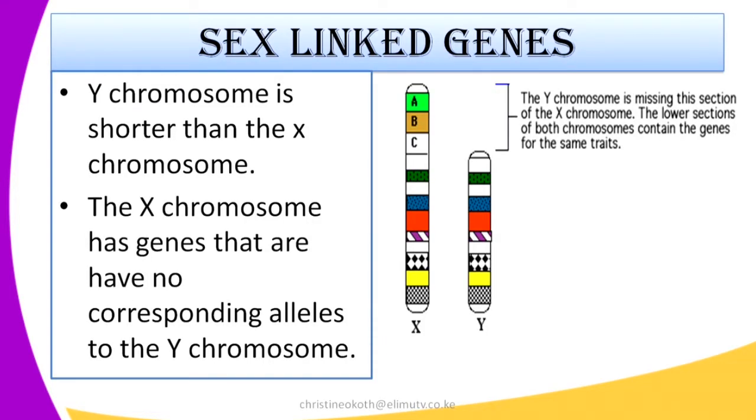The Y chromosome is normally shorter than the X chromosome, as we look at the illustration there. The X chromosome has genes that have no corresponding allele on the Y chromosome. So the X chromosome is taller or longer than the Y chromosome. If you look at the part of the Y chromosome, there are genes which are replicated, or they are the same up to where the Y chromosome reaches. But parts A, B, and C are only found on the X chromosome. They are missing on the Y chromosome. So the Y chromosome is missing that section of A, B, and C of the X chromosome.